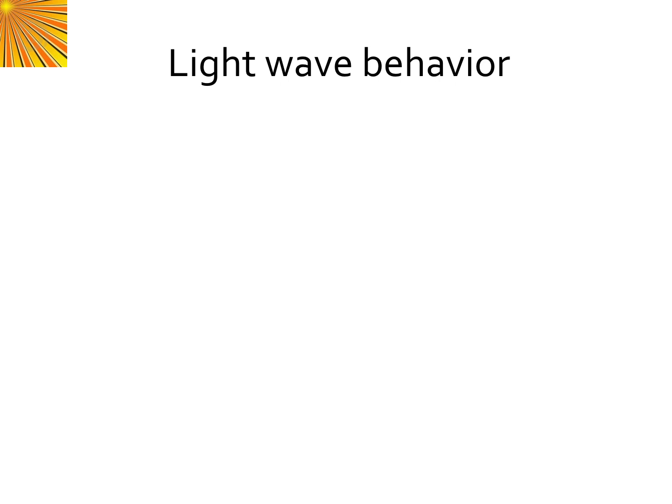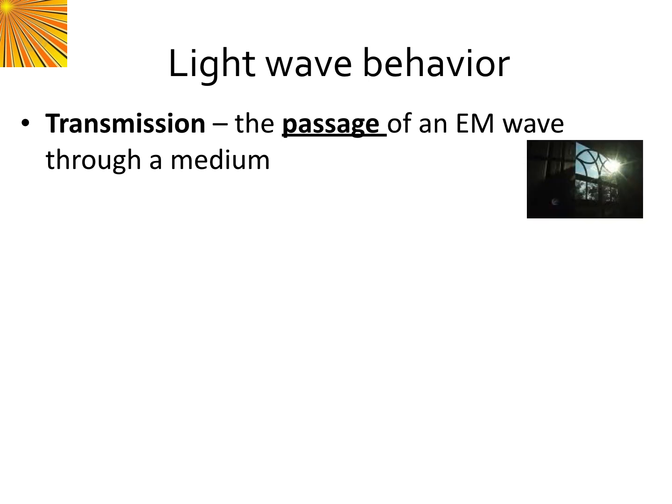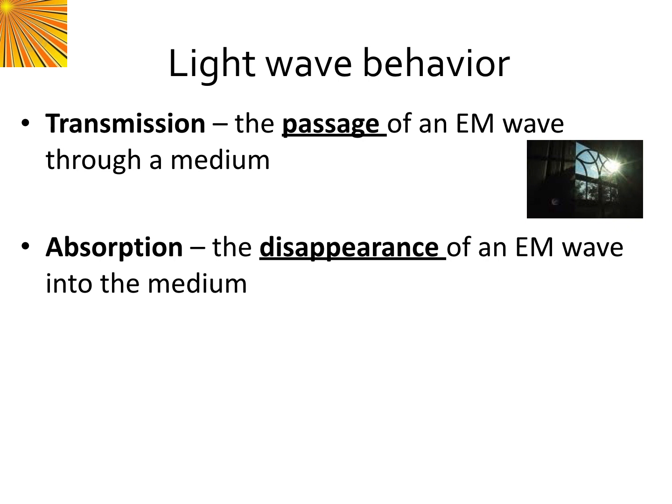Next, we're going to talk about light wave behaviors. These three behaviors we focus on primarily with just light, so that's why I label them light wave behaviors and not general wave behaviors. The first is transmission. This is the passage of an EM wave through a medium, think of a clear window. And the next is absorption, which is the disappearance of an EM wave into the medium.